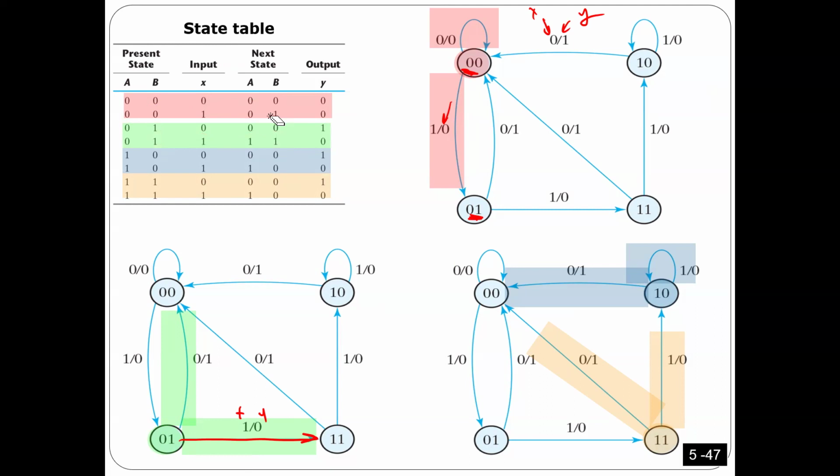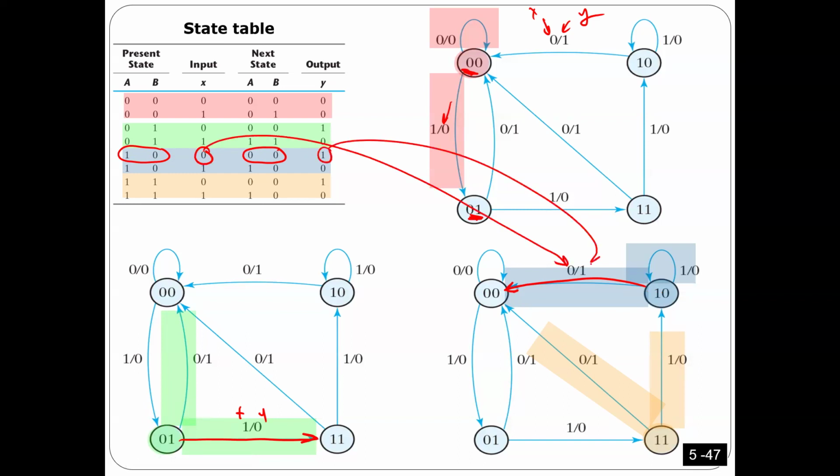Same thing for the other ones here. If I'm in state 1, 0, then I will go to state 0, 0. As you see, this is the error I did here. Sorry, this is state 1, 0, and I'm moving to 0, 0. This happens when x is 0, and at this time the output is 1.